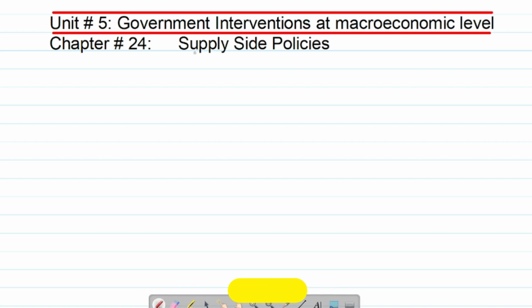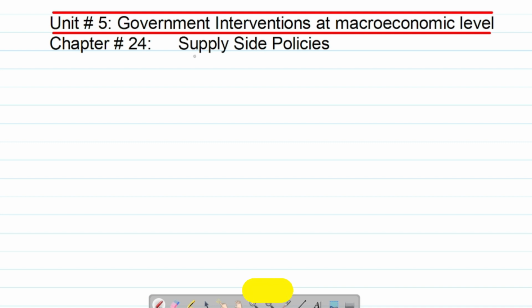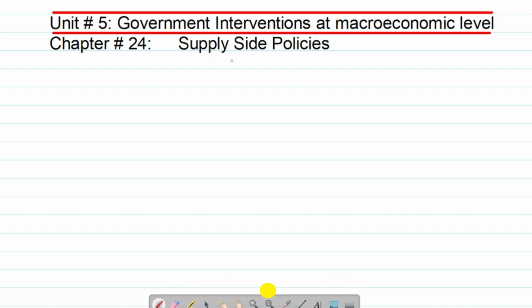First of all, we will define what supply side policies are, and then we will look into the different tools or instruments that are used by the supply side policy to achieve multiple macroeconomic objectives, and at the end we will look into the effectiveness or problems that basically make supply side policy ineffective. So we will evaluate that as well.